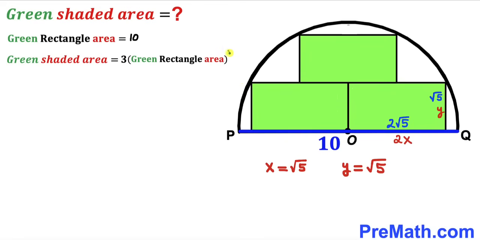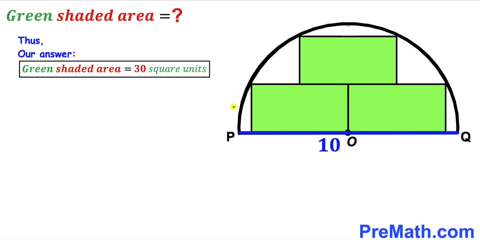And now let's recall this equation once again. The green shaded region area is equal to 3 times the green rectangle area. We already figured out our green rectangle area over here. So our green shaded region area is going to be 3 times 10. That gives us 30 square units, the area of this green shaded region. So after all the calculations and manipulations, the area of this green shaded region turns out to be 30 square units.